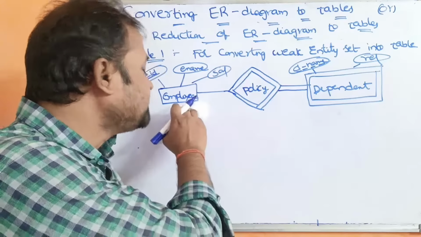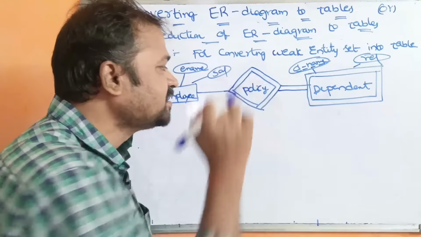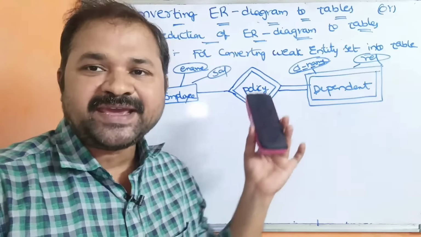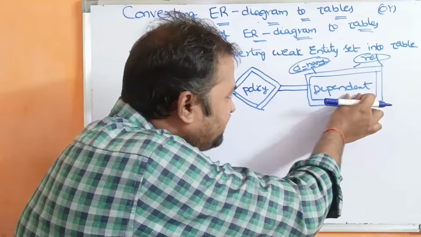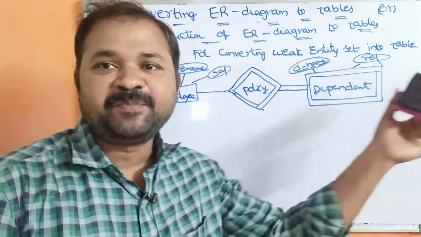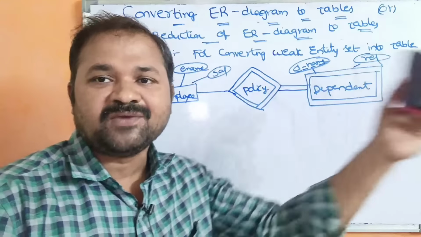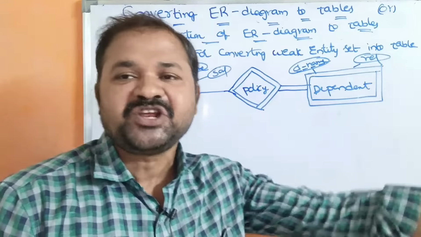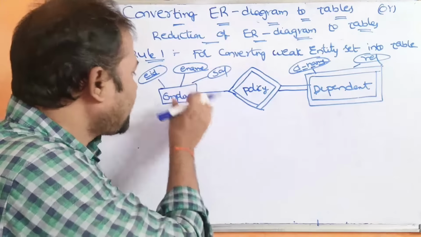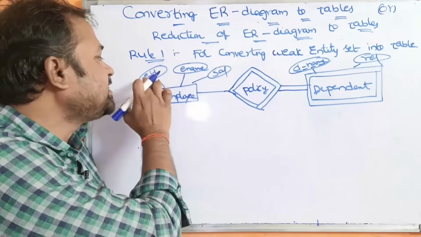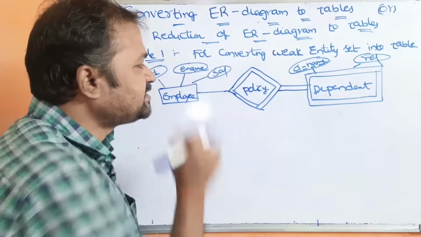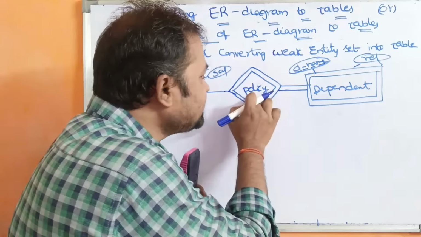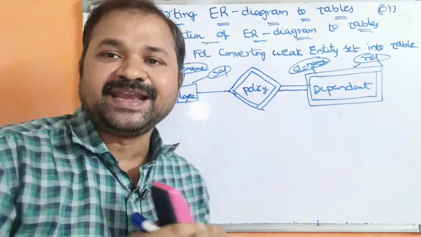Here the relationship between employee and dependent is policy. So employee has some policy, and dependent depends upon the policy. Dependent means the employee's wife or the employee's children. Okay. Here the attributes of the strong entity are employee ID, which is the primary key, employee name, and salary. Here this policy is the relationship.